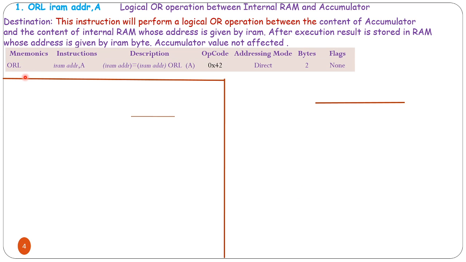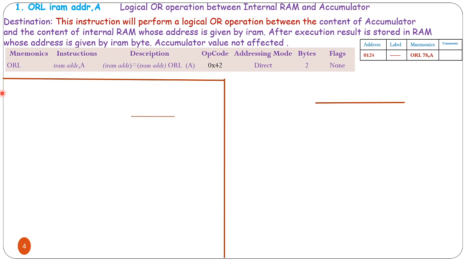These instructions have mnemonics like this: ORL internal RAM address, A. The content of the accumulator is logically ORed with the content of internal random access memory whose address is given by the internal RAM address byte, and the result will be stored in the random access memory whose address is given by this byte. So this instruction has the mnemonic ORL 78H, A.